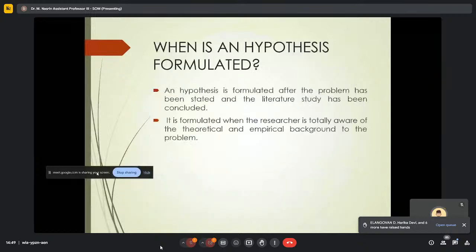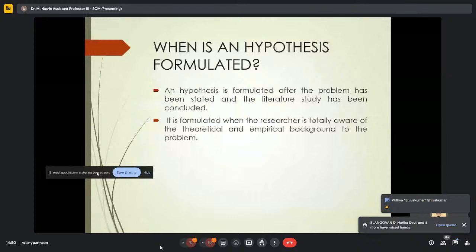So when is a hypothesis formulated? A hypothesis is formulated after the problem has been stated and the literature study has been concluded. After you complete your literature study, only then can you frame the hypothesis. Why do we do a literature review? We collect 20 literatures or 100 literatures. From the literature, we get different perspectives or different information about what all the different problems are dealing with my topic. So it is formulated when the researcher is totally aware of the theoretical and empirical background to the problem.